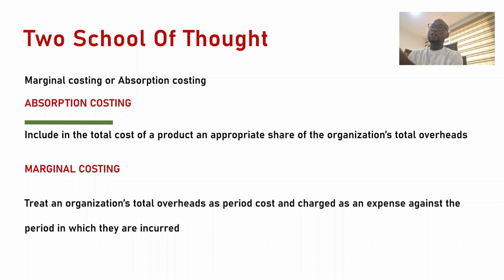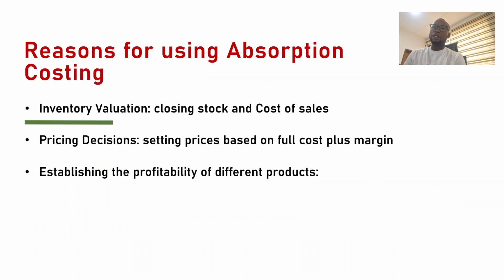But marginal costing, on the other hand, says that we should treat an organization's total overhead as period costs and charge them as an expense against the period in which they are incurred. What does it mean? It means that when we total all the indirect costs, we shouldn't give a fair share to any product or service, but we should sum all of them up and deduct from the total revenue that we derive from the sale of a particular product. This is a whole area on its own, and I shall be treating it later.